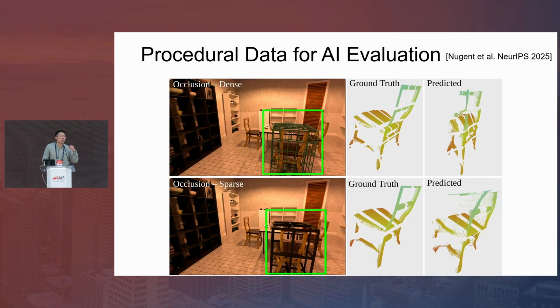For example, one of the things that we discovered is that existing models are very fragile in terms of occlusion. If you put an object inside a cage, depending on the density of the cage, they would actually give you very different predictions. That shows that there's some kind of failure in terms of being robust to occlusion.